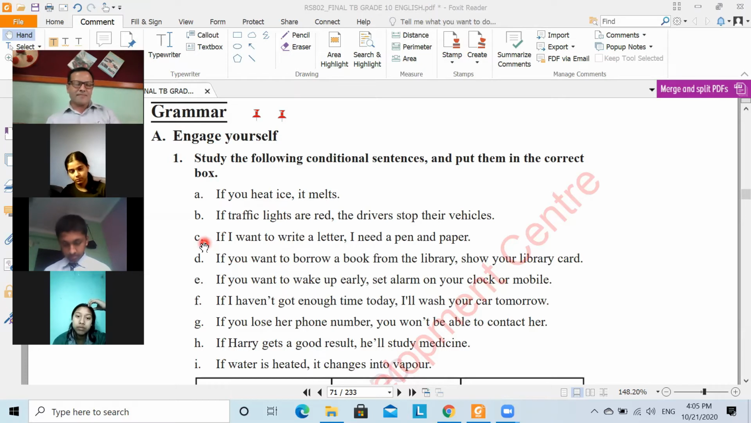In the same way, if we see number B: if traffic lights are red, the drivers stop their vehicles. "If traffic lights are red" is the if clause, and "the drivers stop their vehicles" is the main clause. So in each conditional sentence there are two parts: one known as the if clause, and the other known as the main clause.